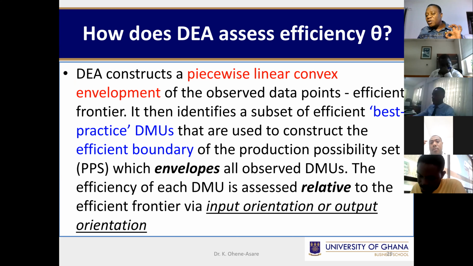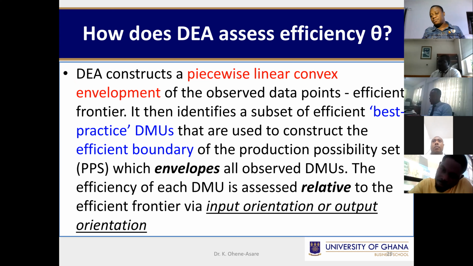When we say they are on the frontier, what we mean is that they are on the boundary of the technology set. The technology set is also known as a production possibility set. So these firms are on the boundary of the technology set, and those firms are the ones that envelope all of the other firms.